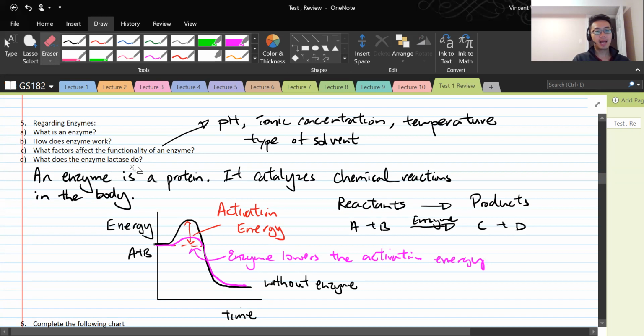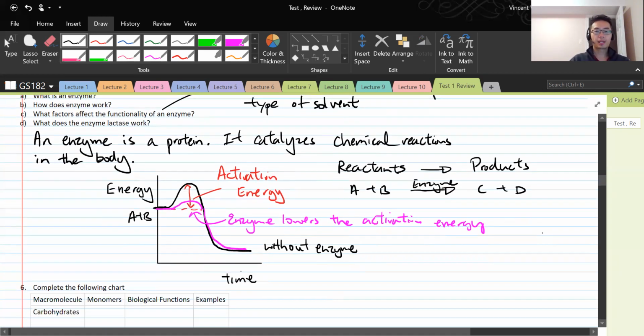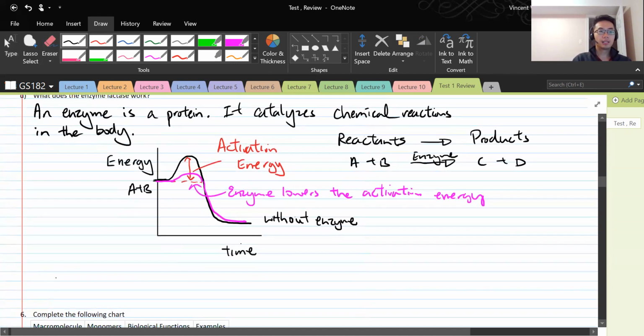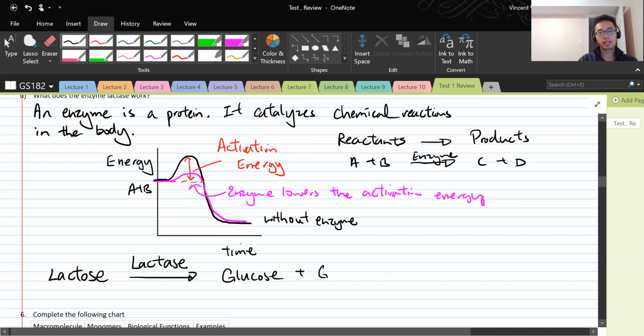Okay. How does the enzyme lactase work? I guess that's what I tried to type here. So lactase, right? So here is lactose. Lactase is the enzyme that will break down lactose. What is lactose made up of? Lactose is made up of glucose plus galactose.